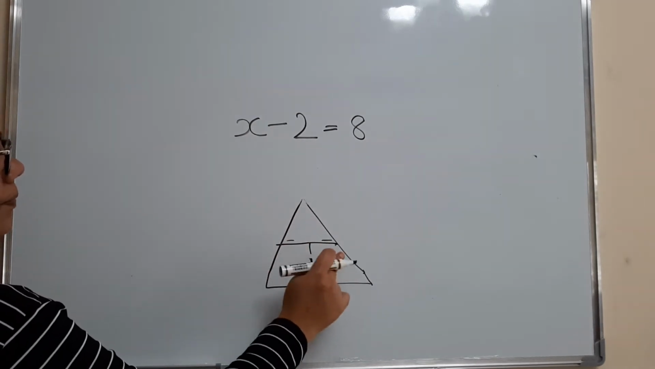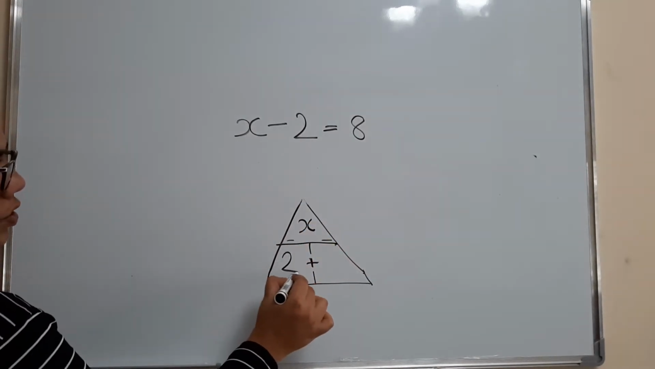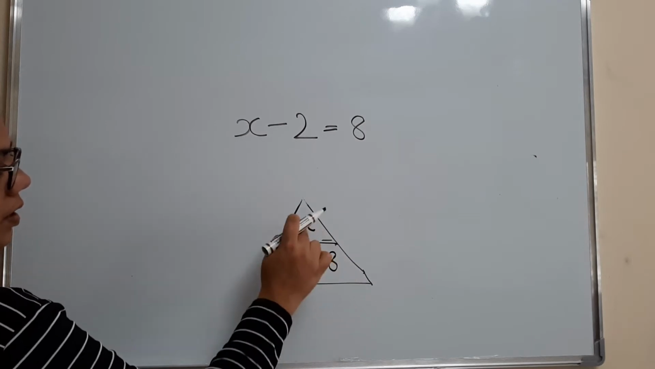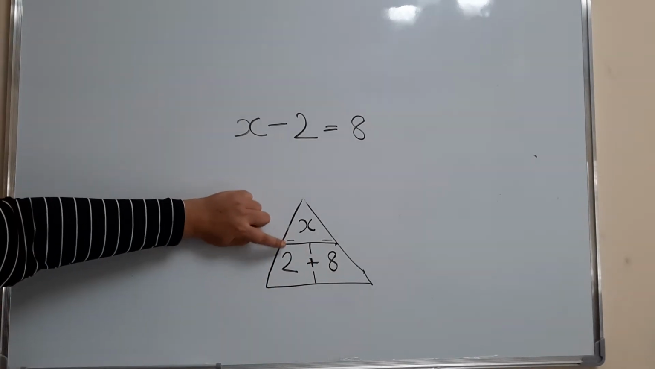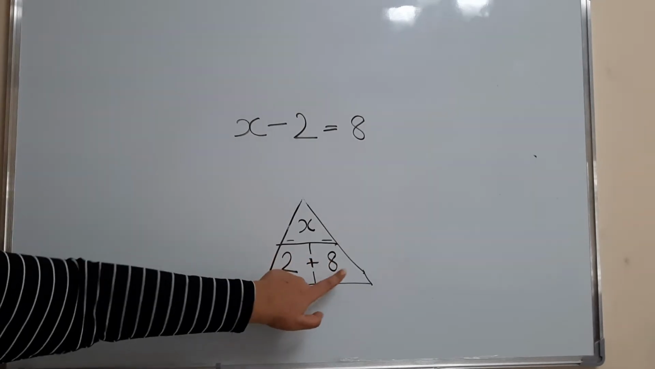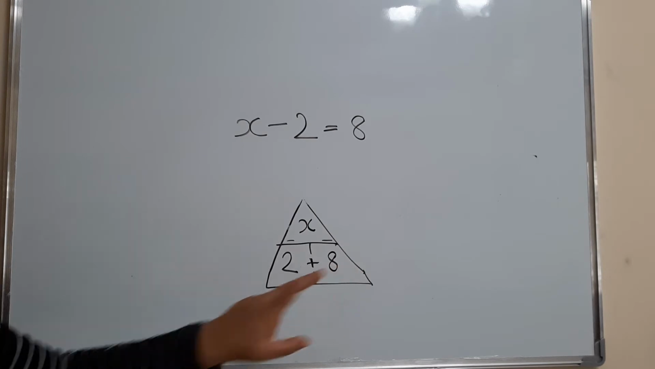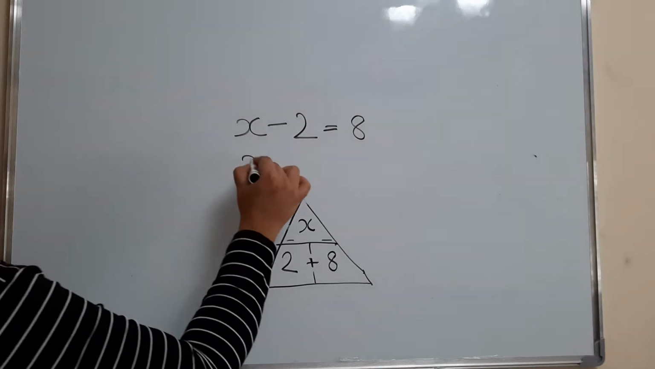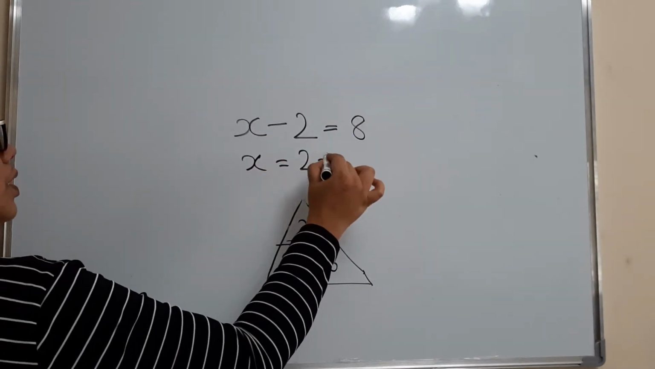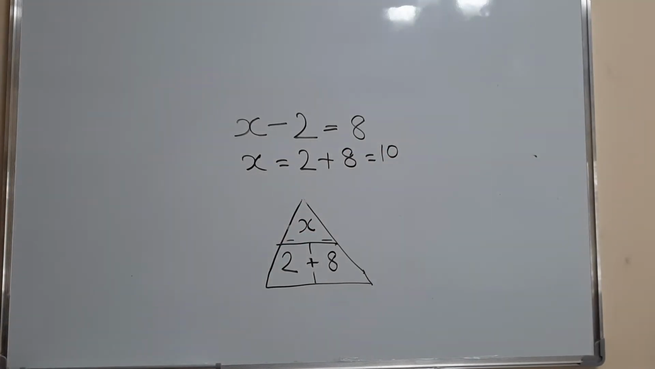So where the x will come? X minus 2. So x minus 2 equals 8. If you subtract these two, you will get this, I told. So x minus 2 means you want to write like this. X minus 2, if you do, you will get 8. So to find x with these numbers, what you want to do? You want to do 2 plus 8. So x is equal to 2 plus 8, that is equals 10.